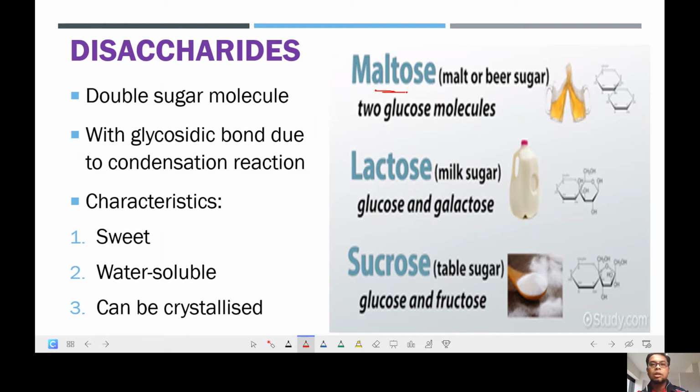Firstly, the maltose. The maltose, or the malt sugar, is a type of disaccharide that consists of two alpha glucose molecules. And secondly, the lactose, or the milk sugar, which is a combination of glucose and galactose molecules. And the third one is the sucrose, or we can call it cane sugar. This is a molecule that is a combination of glucose and also fructose.